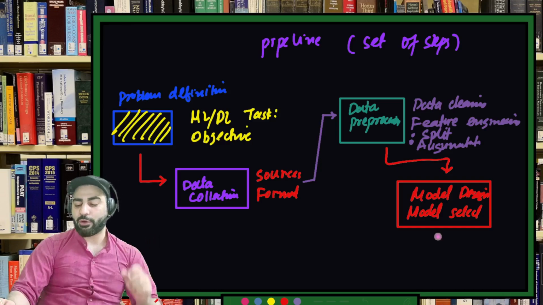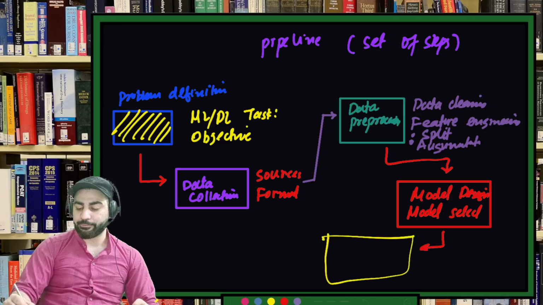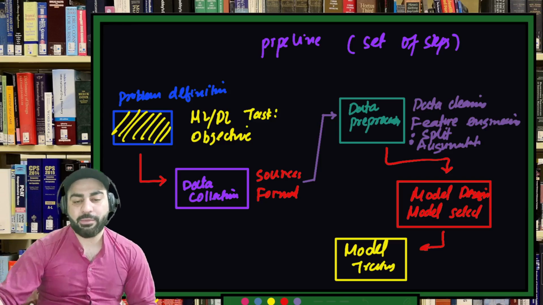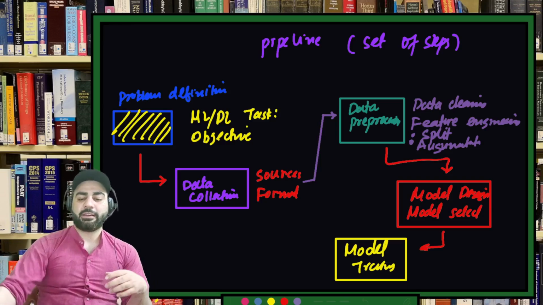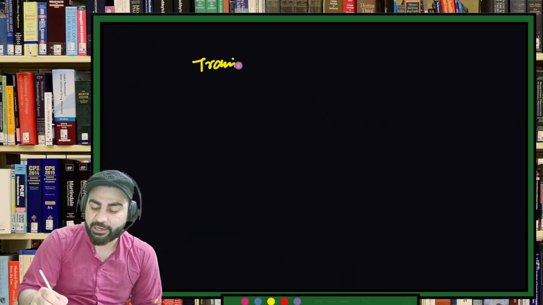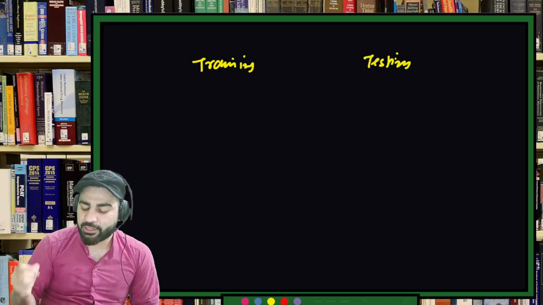And then comes the model training part. From here we'll come to model training. Now I'll show you the basic meaning of training, and then we have evaluation also. So I'll first say what is the meaning of training and testing. Most of you will know, but for the sake of completeness I'll do it.